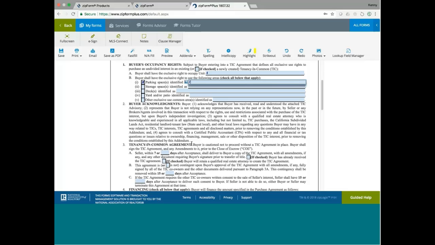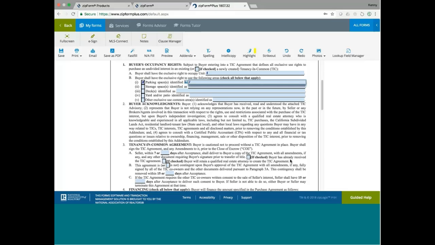Says here, seller shall, within 7 days after acceptance, deliver to buyer a copy of the TIC agreement. So, as a listing agent, when you sign the listing, or after you sign the listing, make sure you get the TIC agreement from the seller so you can provide it to the buyer's agent. However, if the buyer has already received the TIC agreement, you just check here. And it says, if checked, buyer shall retain the qualified real estate attorney to create the TIC agreement.